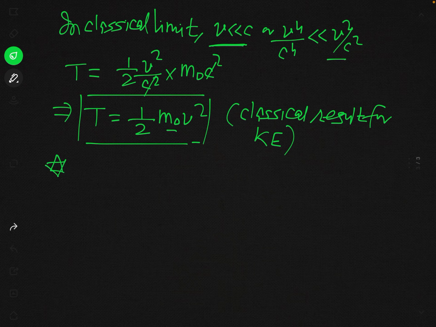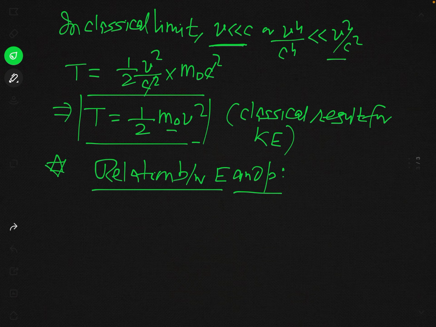Now we are going to discuss a most important relation of special theory of relativity, and this relation is regarding the relation between total energy E and momentum of a particle. So first of all we will establish this relation between E and P. You know, E means total energy of the particle, P means linear momentum of the particle. How these two are related, let us see this.